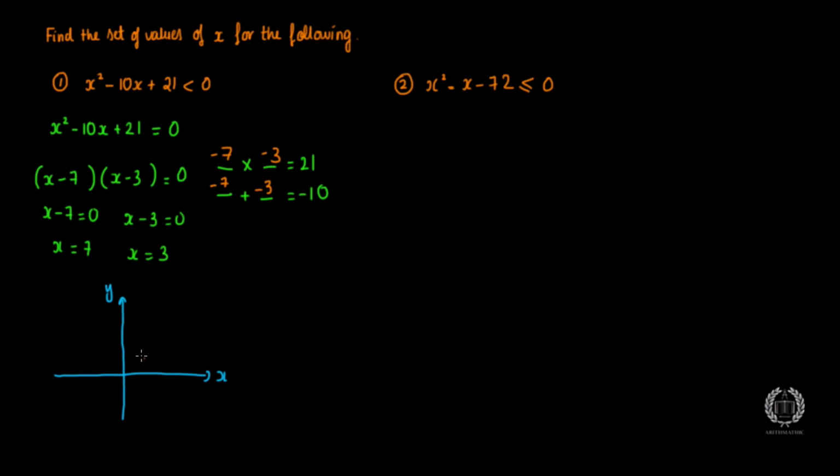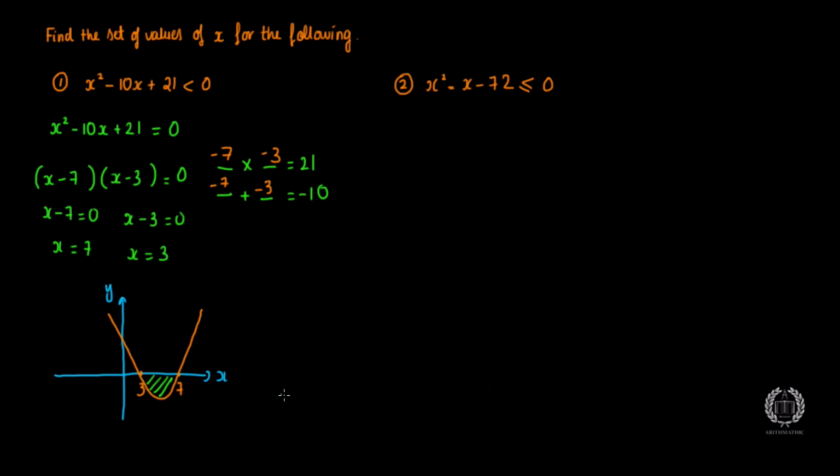So if we use 3 and 7, we know that 3 is going to be somewhere here, and we know that 7 is going to be somewhere here. Now if we were to draw the graph that goes through the 2 points, that's my x squared graph for this one, right? Now where do I shade?